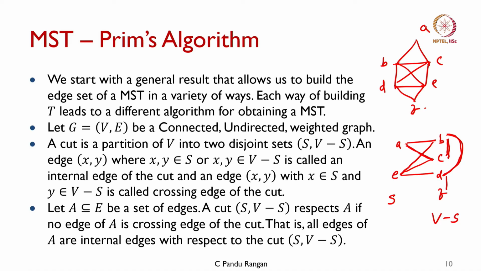Why is it a crossing edge? It goes from S to V minus S. It is an undirected graph. You can say that it is going from V minus S to S. We will generally say that it is between S and V minus S. Crossing edge means it will have one end vertex in S, another end vertex in V minus S. Other edges are all internal edges.